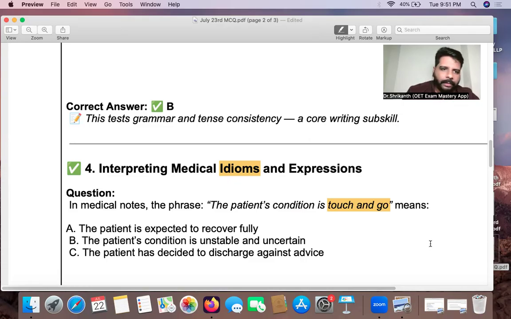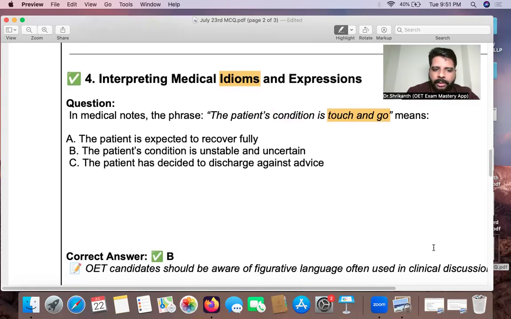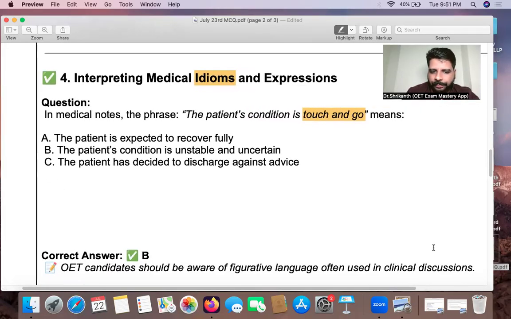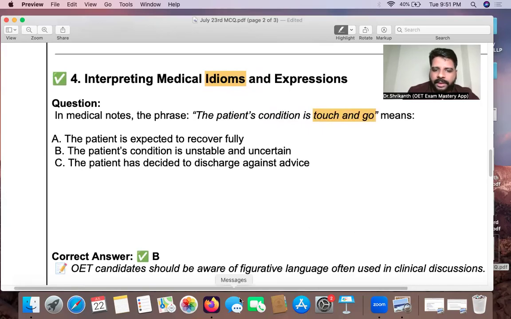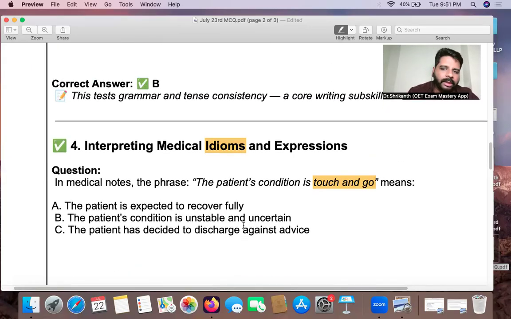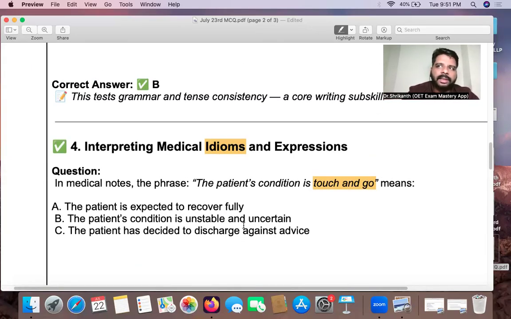All right, so we have majority of the candidates going with answer option B. So B is indeed the right answer. Okay, so this is what we call figurative language. Figurative language basically means the opposite of reality. Okay, so there is no touching and there is no going. It is just an expression.